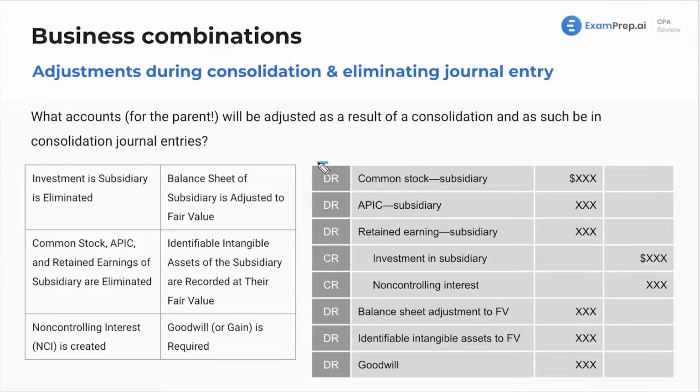So that's why we're debiting and we're getting rid of all of the subsidiaries' equity accounts. We consolidate. We only use the equity accounts for the parent. That should make sense, right? We're just getting rid of the subsidiaries now.